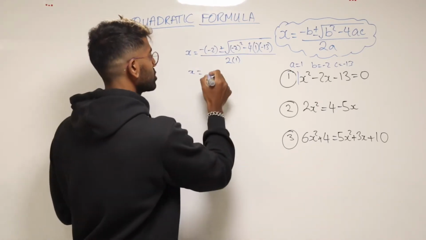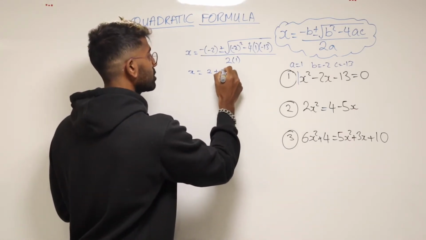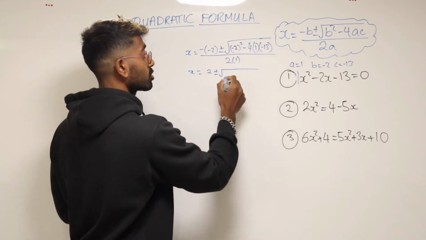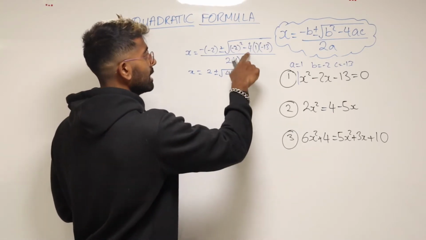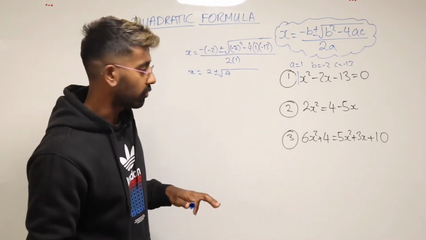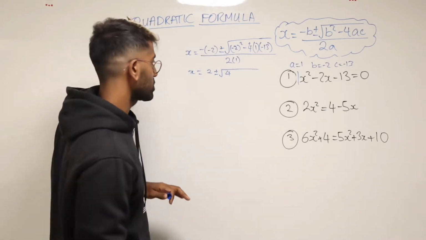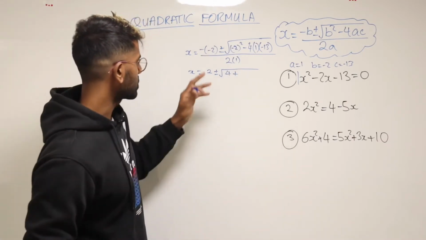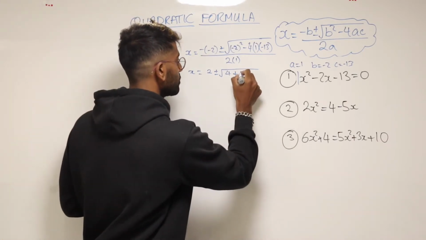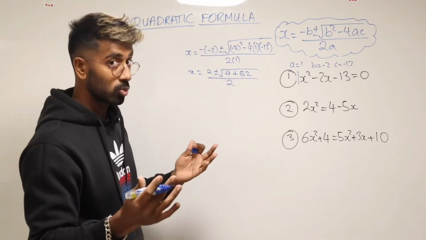Minus and minus 2 there is just going to give me a plus 2. Plus or minus the square root of minus 2 squared, which is just 4. And then you've got minus 4 times by 1, which is still minus 4, and then minus 4 times by minus 13. So that's going to give me a positive, and that's going to be 52. So 52 in there, all over 2 times 1, which is just 2.